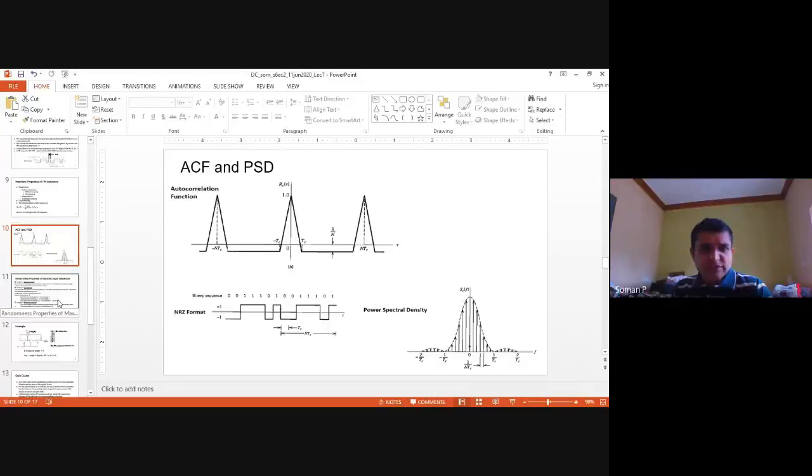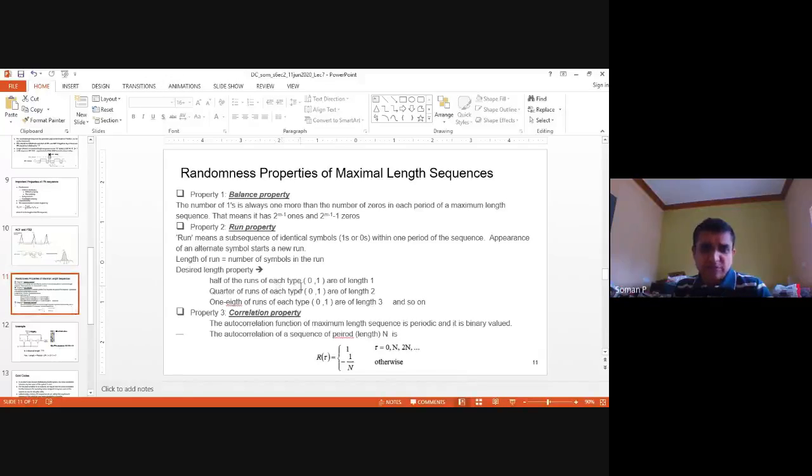So this run property says that you'll be having runs of 0 and you'll be having runs of 1. Half of the runs of each type are of length 1, a quarter of the runs of each type are of length 2, and 1/8 of the runs of each type are of length 3, and so on. And that "so on" depends on the total length of the PN sequence, n. So how far you will go depends on that n.